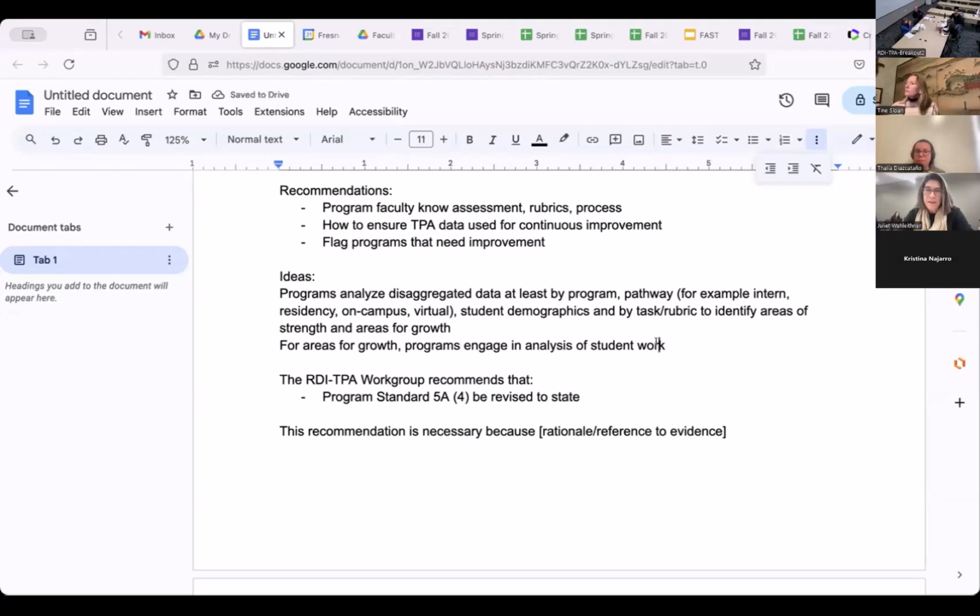I keep coming back to surveys, student interviews, exit surveys. I would say, Juliet, both for areas of strength and for areas of growth, programs should look at candidate work. Student teaching evaluation.